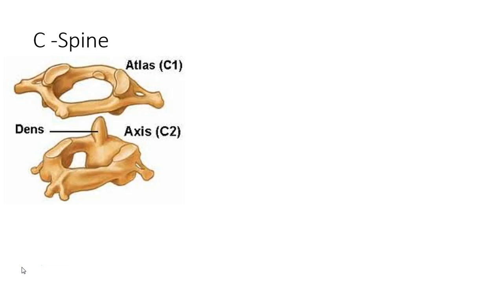So in order to find C1, on yourself, you have to palpate behind your ears, find your mastoid process, and go just distal to that, and that's where you're going to find your C-spine. So your C1 and C2, your whole head rests on that.